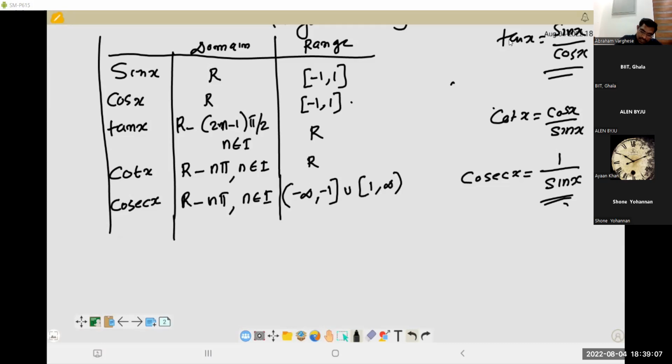The last one, sec x. The domain is R minus (2n minus 1) pi by 2. And what about the range? Minus infinity comma minus 1, union 1 comma infinity.